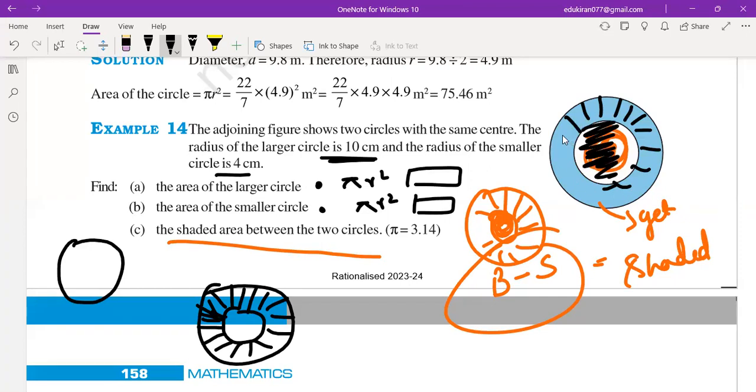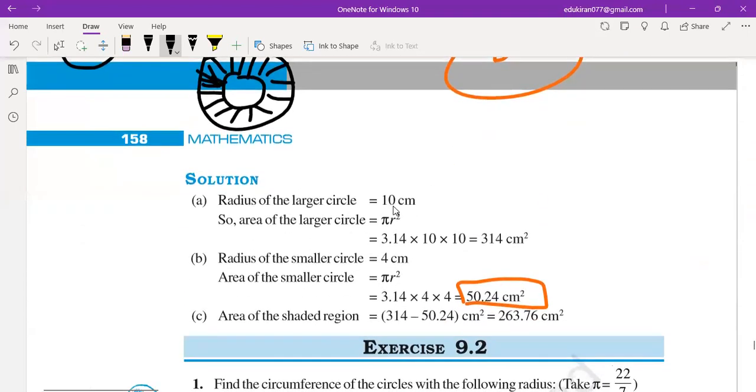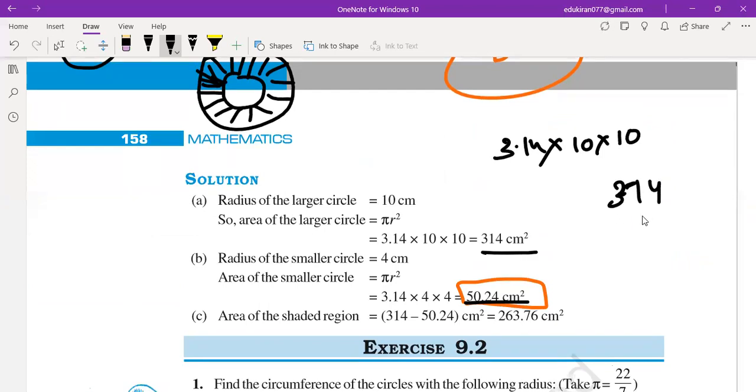So when you did the area for pi r square, you took 3.14. Radius was 10, so 10 and 10. So you got 314. And for the radius of the smaller circle, area of the smaller circle, you got this. So when you subtract this, you get 314 subtract 50.24, right? So of course here the 0 are there. So when you subtract it, you will get this.